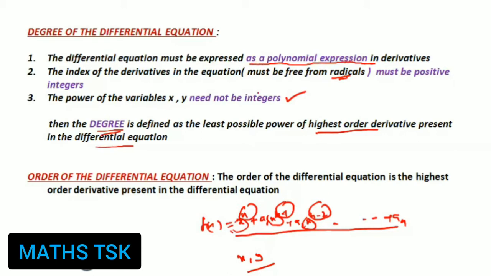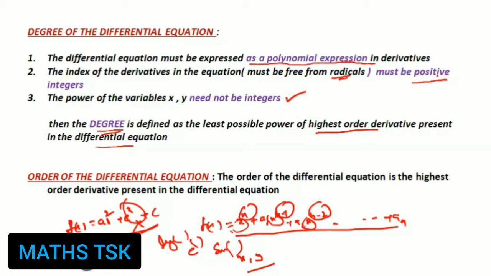It must be a polynomial expression. Suppose y equals f of x is equal to a x square plus e power x plus c. It's not a quadratic equation in x, since e power x is there. Similarly, a differential equation must be a polynomial in derivatives. A derivative should not be inside a logarithmic, exponential, sine or other trigonometric function. It must be free from all those things. The index of the derivatives in this equation, meaning the power, must be a positive integer.